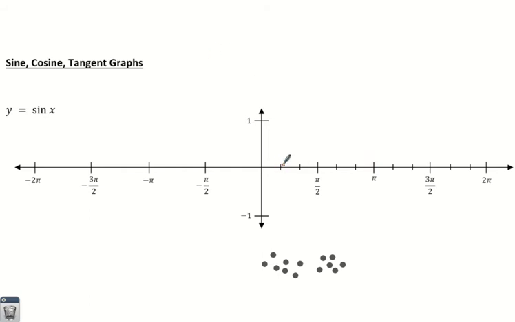So this right here would be 1/6 of pi, or pi over 6. This is 2/6 of pi, which is 2 pi over 6, or in other words, pi over 3. This is 3/6 of pi, in other words, pi over 2. And so on. 4 pi over 6, which is 2 pi over 3. 5 pi over 6, and this is 6 pi over 6, which is just pi.